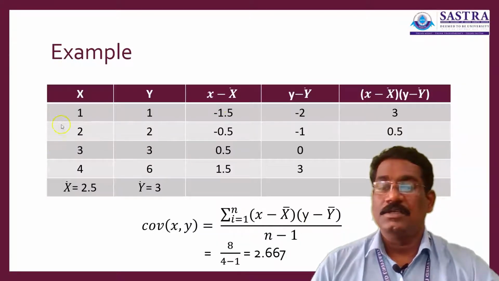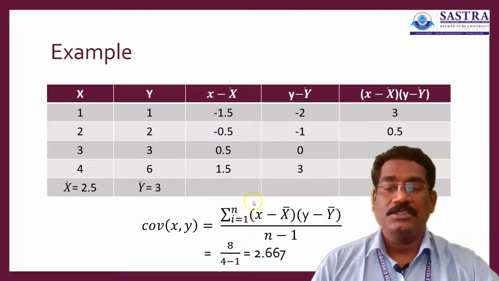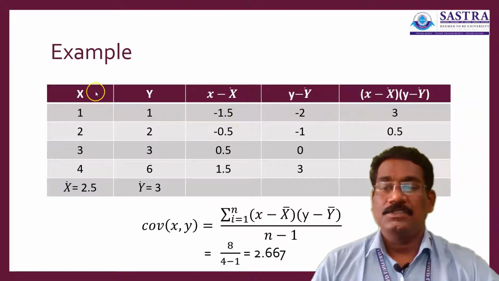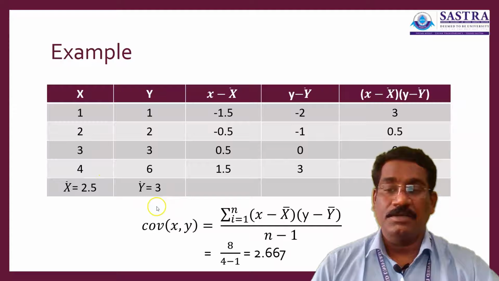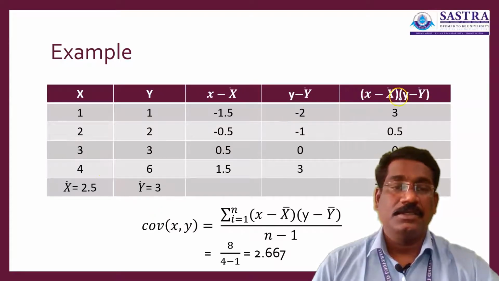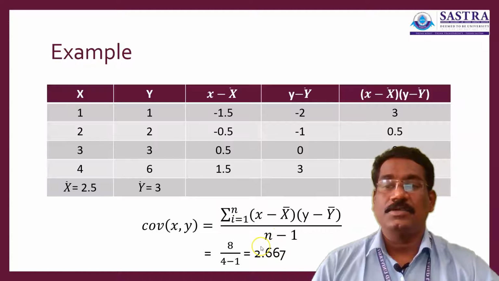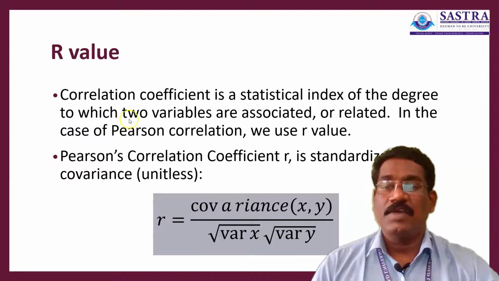So using this covariance, you can find out the covariance of the x and y factors. You have this statistical working here. This is the x column, this is the y, and we try to find out the mean, and we subtract that, and employing this formula you get this answer. So what is this R value?